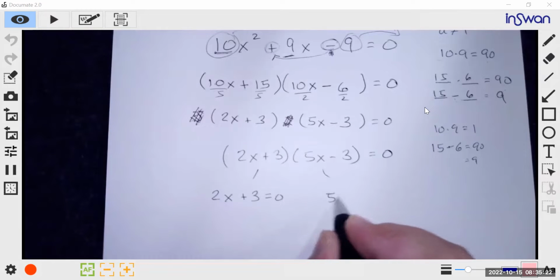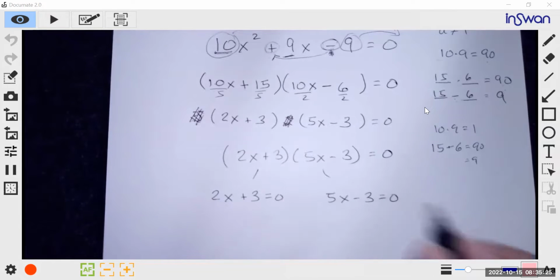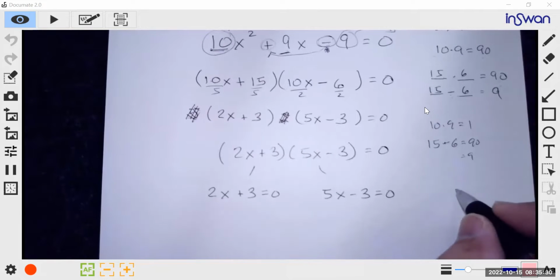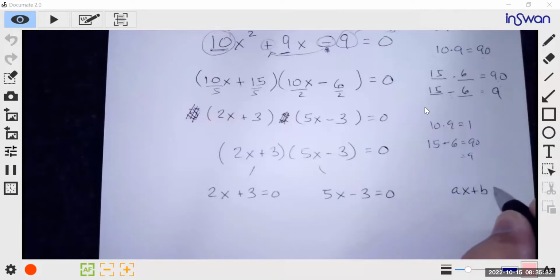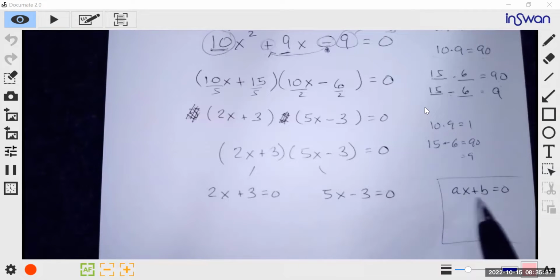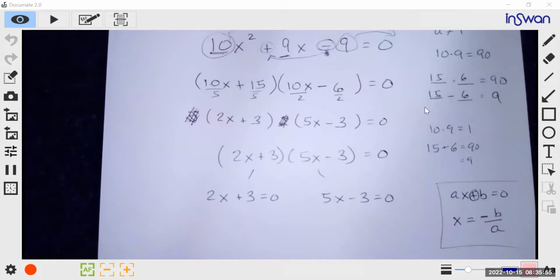Set both of these equal to 0. Okay, here's a shortcut. Whenever you have a binomial that has A and B terms, the answer would always, first off, be the opposite sign of what's in there. So that's a positive, the answer would be negative. It'll be whatever the constant is divided by the coefficient. It's always going to be that way.